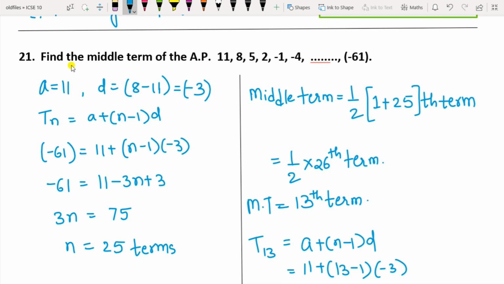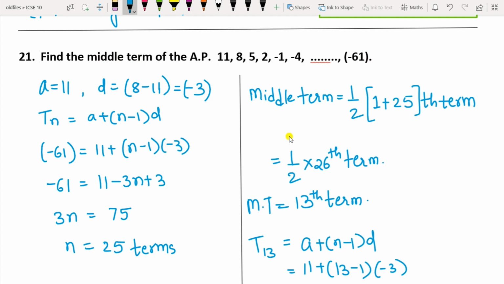Then the last question here is, find the middle term of the AP, where the AP is given as this and the last term is minus 61. So you have to find the middle term. So write the value of A, in this case 11, D will be 8 minus 11, that is minus 3. So to find the total number of terms in this AP, Tn equals A plus (n minus 1)D. The last term here is given as minus 61, A is 11, n you have to find, and D is minus 3. So n is 25 terms. So in this AP there are 25 terms whose last term is minus 61.